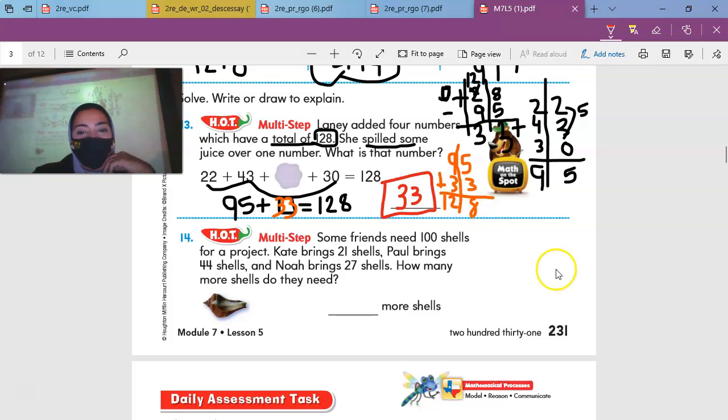Okay, now, let's keep going. Number 14. Some friends need 100 shells for a project. Kate brings 21 shells. Paul brings 44 shells. Noah brings, I like that name, Noah brings 27 shells. How many more shells do they need? How many more means take away, right? So we're going to box that.